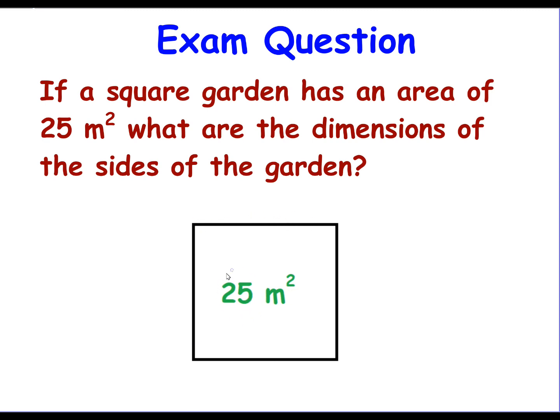So identifying 25 as a square number, then the number that was being squared is 5. So the length of each of these sides is 5 meters. Because when we come on to do areas, you'll understand that you multiply the 5 by the 5 to give you an area of 25 meters squared.